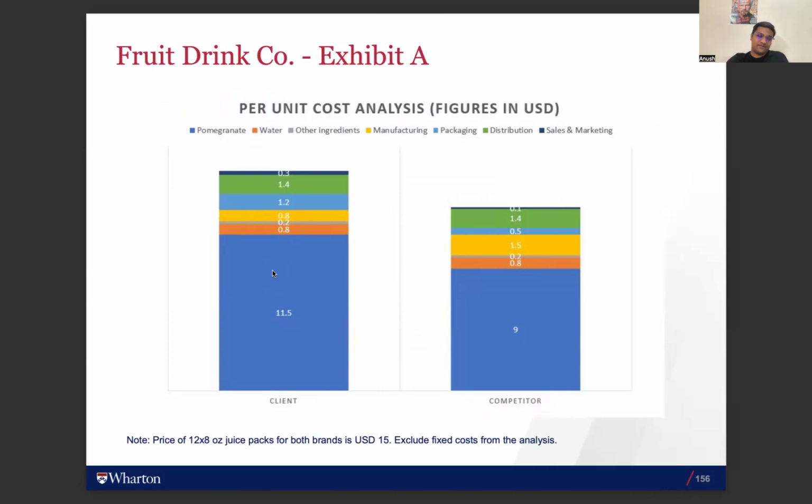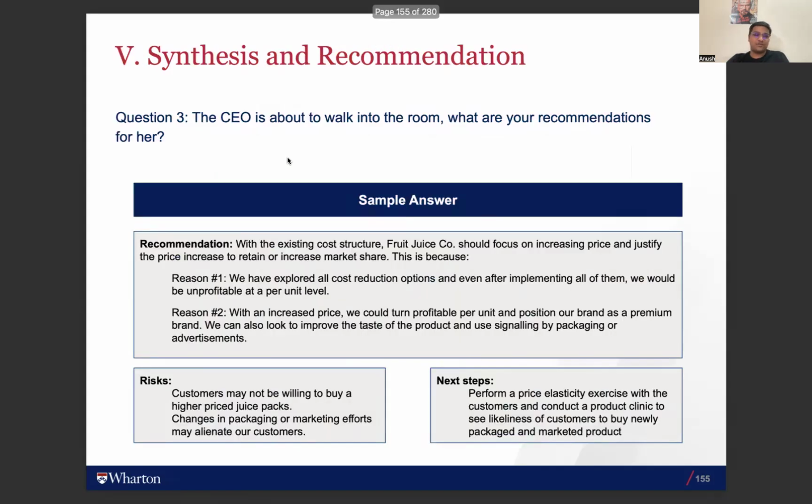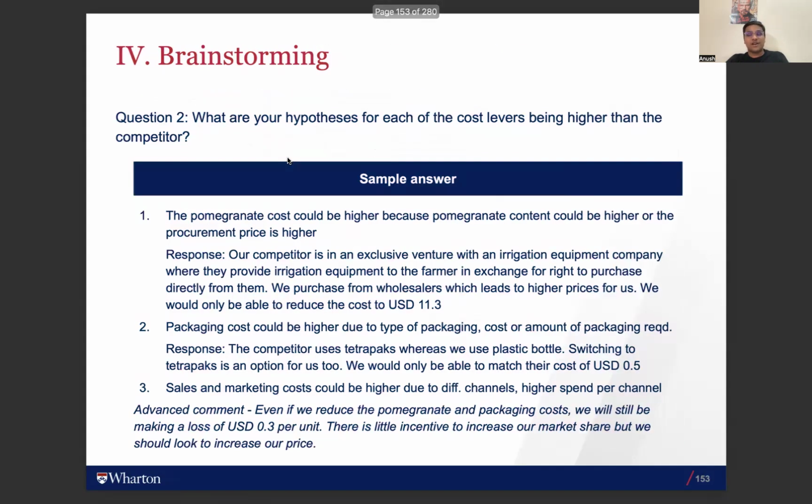11.3 will be our best cost, 0.8, 0.2, 0.8. Packaging cost you can make 0.5, 1.4 will be there, and sales and marketing will be 0.3 only. So when you sum it all, we will still be making a loss of 0.3 USD per unit. So there is little incentive to increase our market share, but we should look to increase our price.